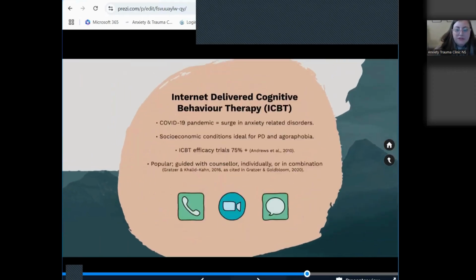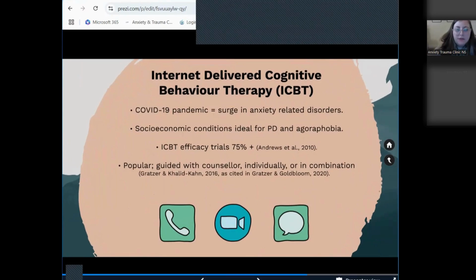Okay, so I'm just going to briefly have a quick chat about internet-delivered cognitive behavior therapy. ICBT is an effective treatment option because it's very easily accessible, and it's one that we can help a greater number of clients at any given time. For example, individuals with mobility issues or lack of access to mental health services because maybe they live more remote. But client adherence is really key in an ICBT program as well.